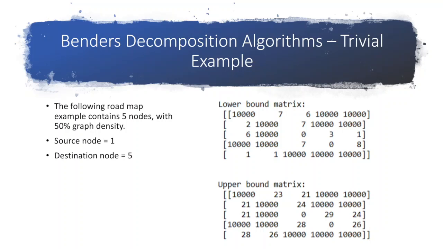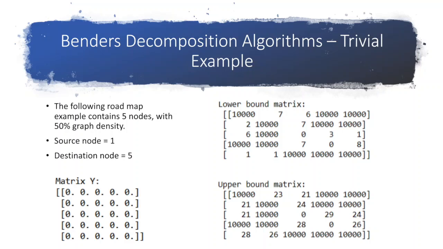Each element in the matrix represents the arc length between node I, which is the row, and node J, which is the column. I want to draw your attention to when the arc length is set to 10,000. It means that this arc doesn't exist, and it has so much resistance on it that the algorithm will never pick it. The source and the destination nodes are arbitrarily set to node 1 and 5 respectively.